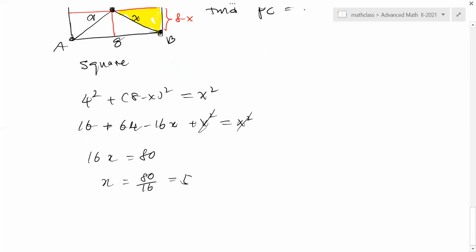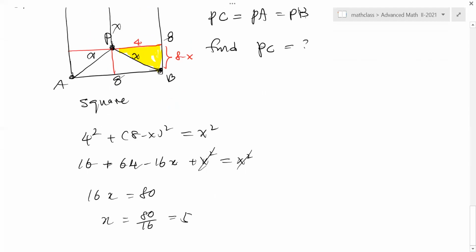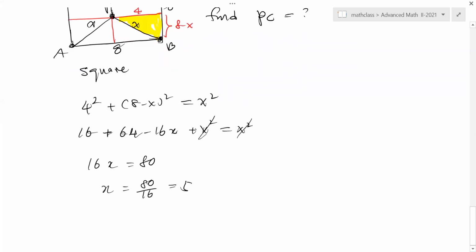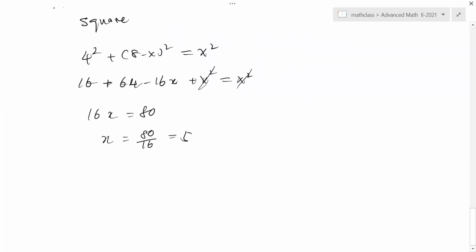Then you look at the picture. Is it reasonable? You double check that. Sometimes you get computation mistakes and then you get a strange number. You get 15 for x instead of 5, then it's obvious it's wrong. Look at the picture. X should be less than 8, and bigger than 4, right?